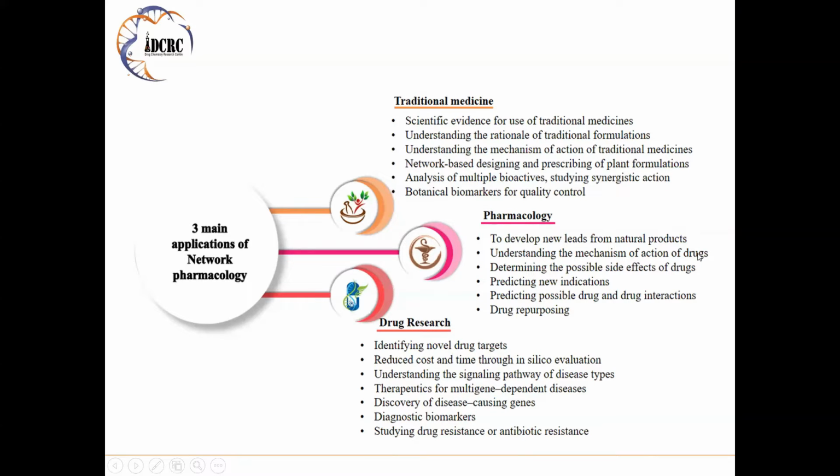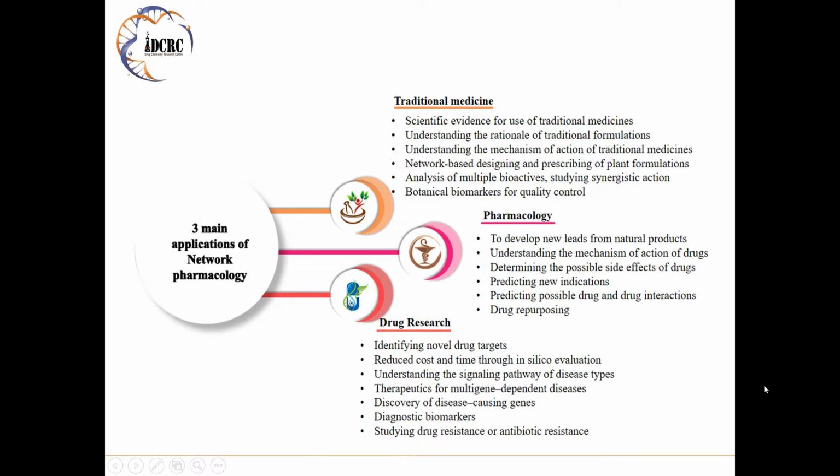Then understanding the mechanism of action of drugs. If we have a particular compound or drug in mind and we don't know how it is interacting in the biological system, we can take the help of network pharmacology to understand the mode of action of that drug compound. Then it can determine the possible side effects of the drug. As I told you, our body is a complex of different processes, so we can study the network of that disease and understand how these molecules are interacting with different molecules and causing the effect as well as the side effects.